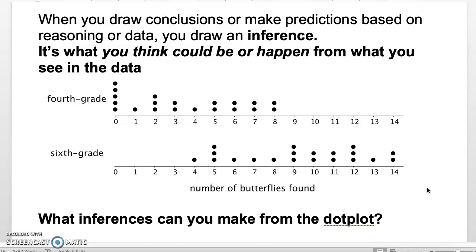Okay, well, one of the inferences that I can make is that fourth graders are not too good at finding butterflies, or probably catching butterflies. There's a couple of them that are pretty good, but I can make the inference that if I want to find butterflies, I'm going to ask a sixth grader to help me and not a fourth grader. Sixth graders are better than fourth graders at finding butterflies. What other inferences could we make? Think about it.